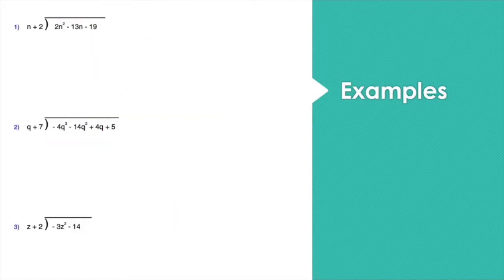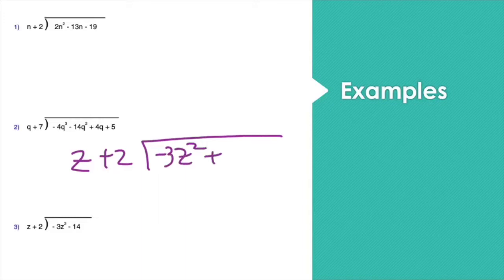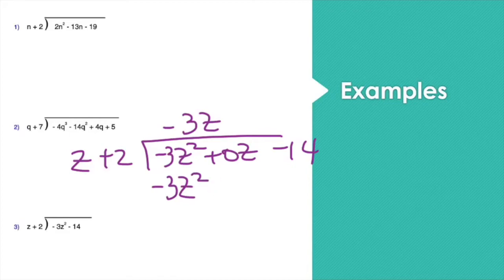All right, let's do number 3. If you notice, number 3 needs to have a spacer. So let's put the spacer in, and I'm going to scoot up a little so I have room. We have z plus 2. We're going to put the spacer in. We'll have negative 3z squared plus 0z minus 14. We ask ourselves, z times what gives us negative 3z squared? It'll be negative 3z. So we multiply those out right here, and we'll get negative 3z squared minus 6z. Change the signs.